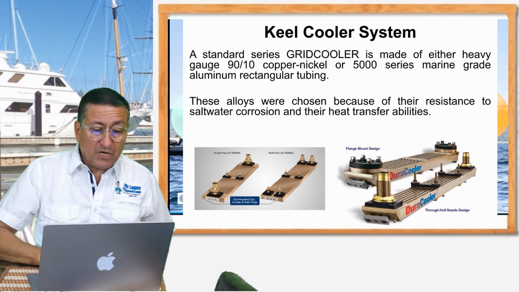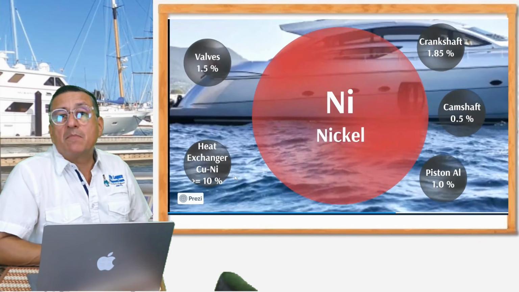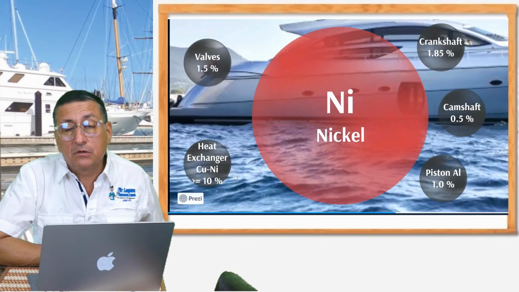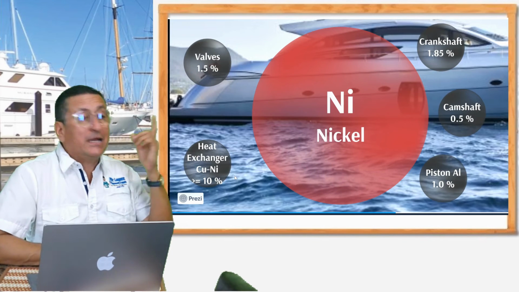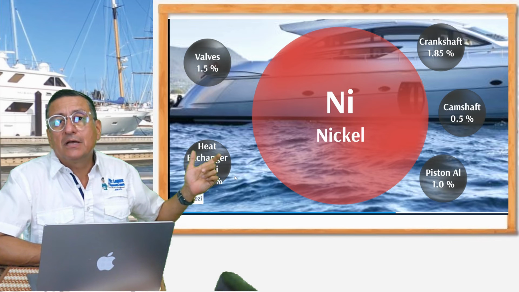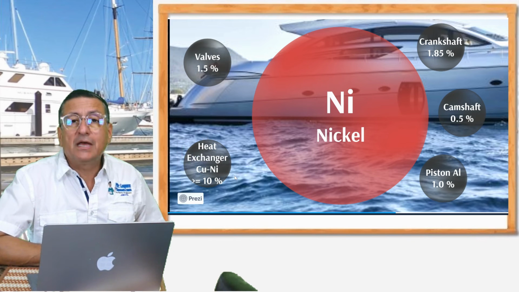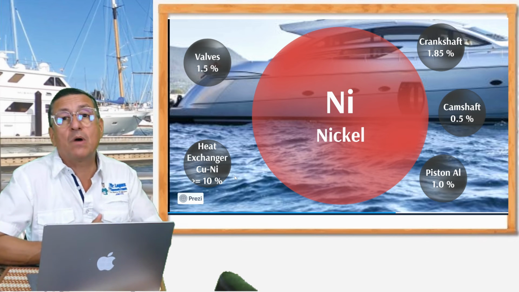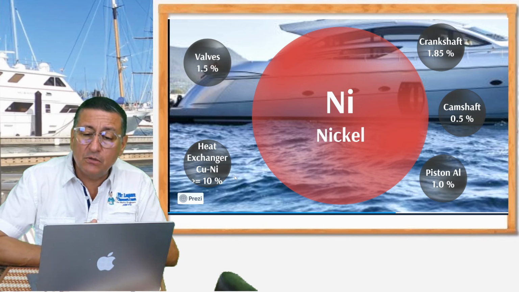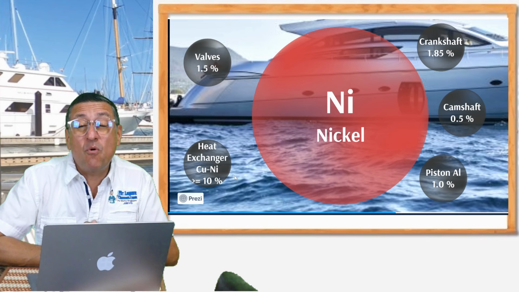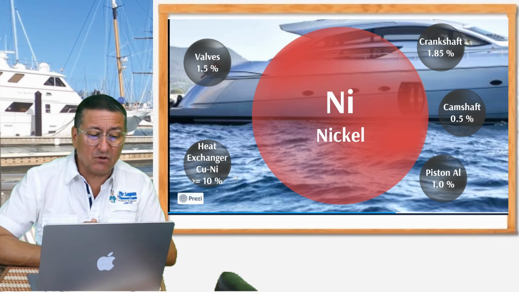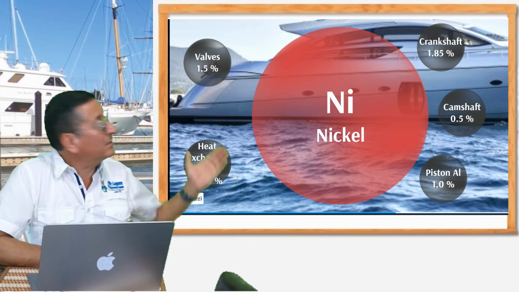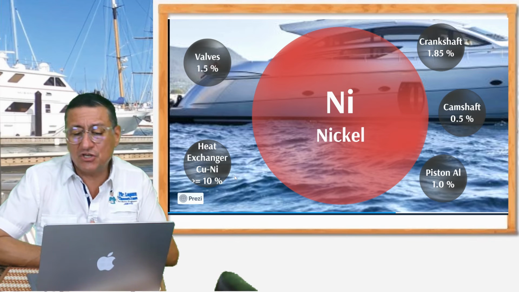Okay, we are going to check what happens if I have an excessive amount of nickel. Where do I find that nickel? Nickel, once again, in the crankshaft, in the camshaft, in the aluminum, in the pistons, in the heat exchangers, and in the valves. Once again, in the valves 1.5% is nickel. In the crankshaft, 185% is nickel, and of course more than 10% in the heat exchangers.